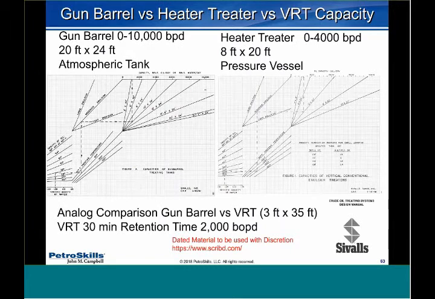This is from civils, and I've included the civils in the Dropbox. But it's just this, and they're old. These were old when I was your age and started. I mean, they're from the 60s, but they're good go-bys, and it'll show the relative capacities you can get with a gun barrel tank versus a heater treater versus a comparison with a single VRT of 2,000 barrels a day. So I'd encourage you to consider VRTs or gun barrel tanks.